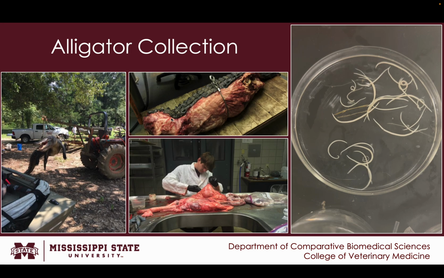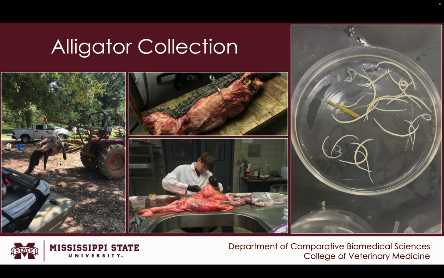This right here would be the trunk of the alligator. It's a couple 100 pounds. It's a very physically intensive project. And to prove that, here you can see the alligator which this GI tract was taken from, and the fact that it has to be toted by a tractor should say a lot.